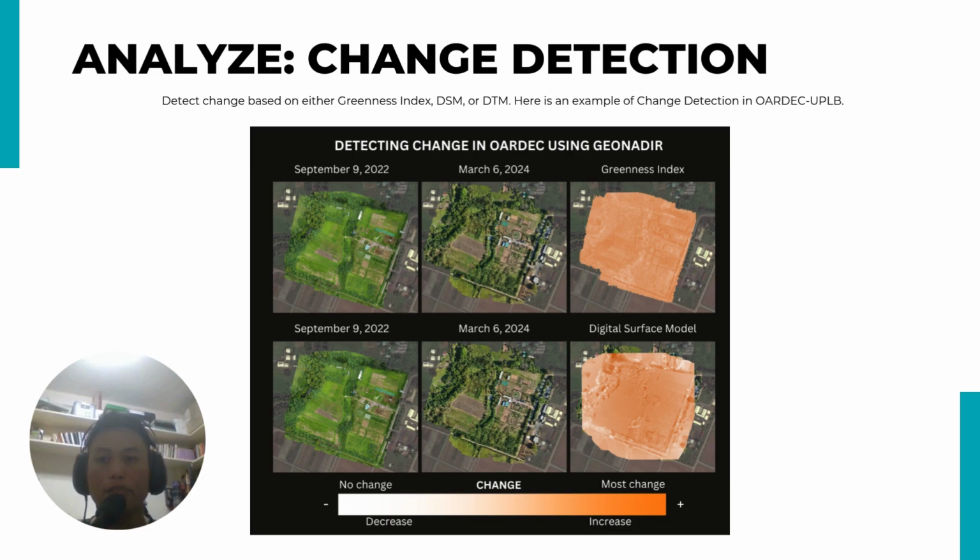The change detection tool can give us a visualization of two different drone datasets. The change detection can either be based on the greenness index for vegetation, digital surface model, or digital terrain model. Using this method, we can instantly see which areas on the landscape underwent significant change over time. Darker colors indicate more change, while lighter colors indicate less or no change at all.